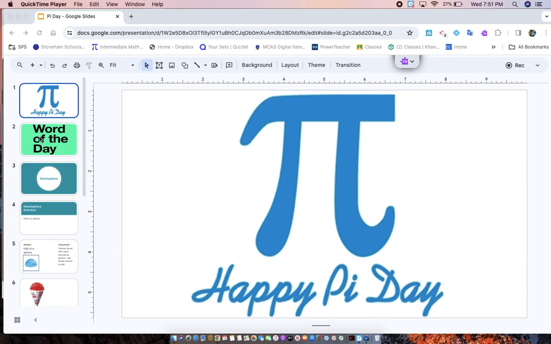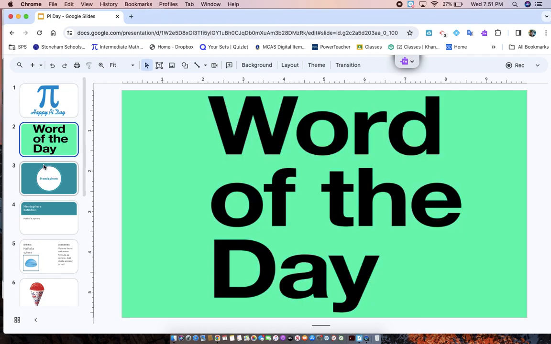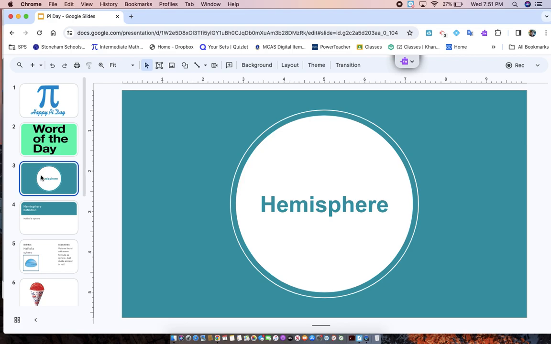And on this Pi Day, we have a word of the day. Say word of the day. Word of the day. Today's word of the day is hemisphere.